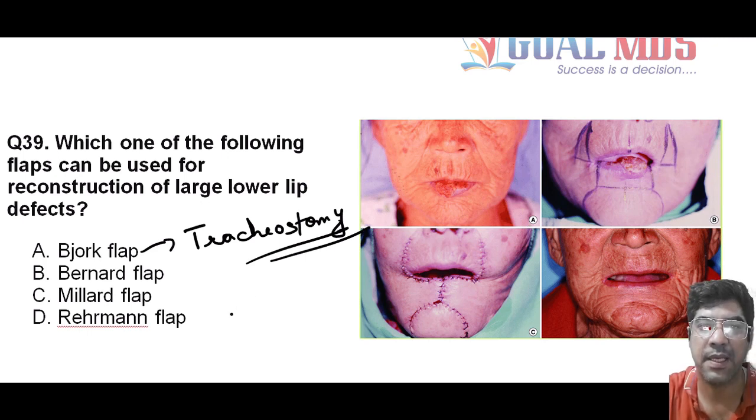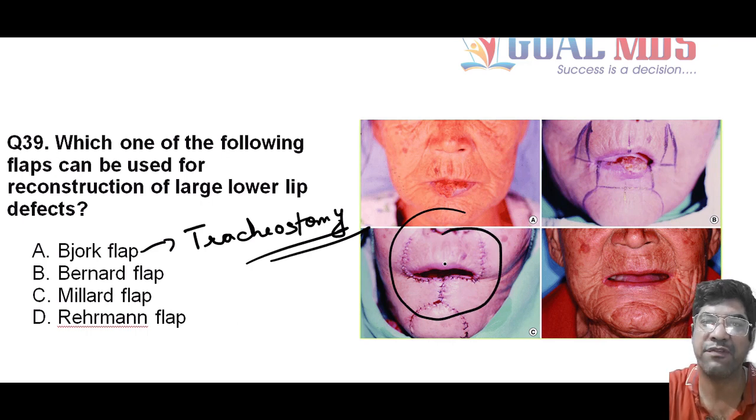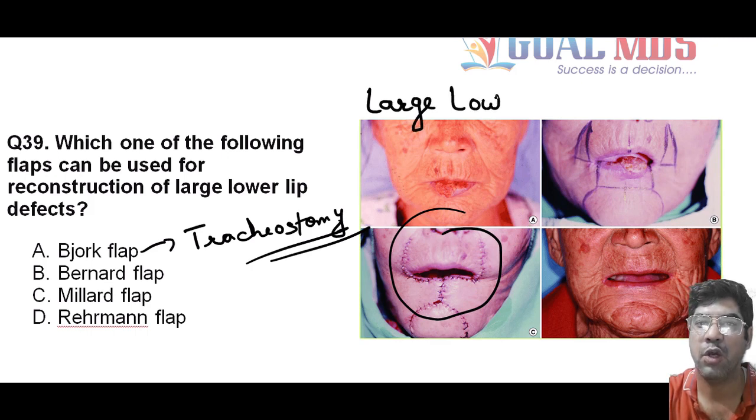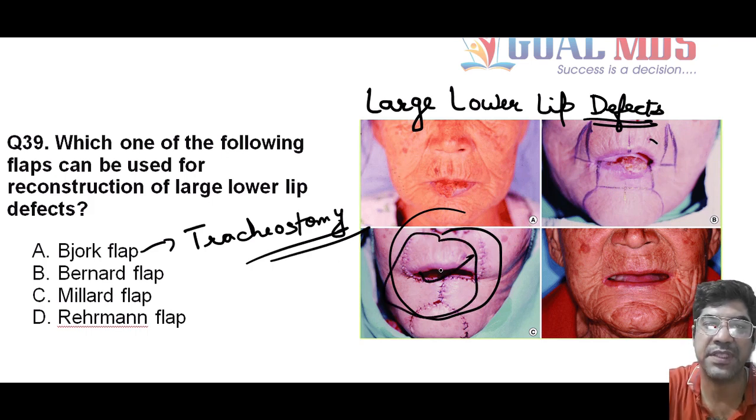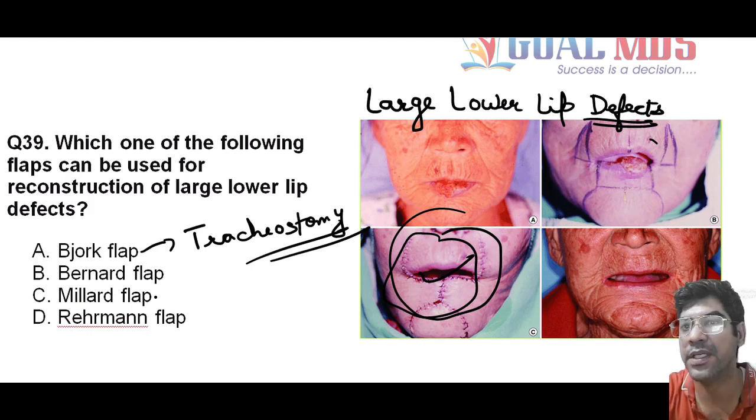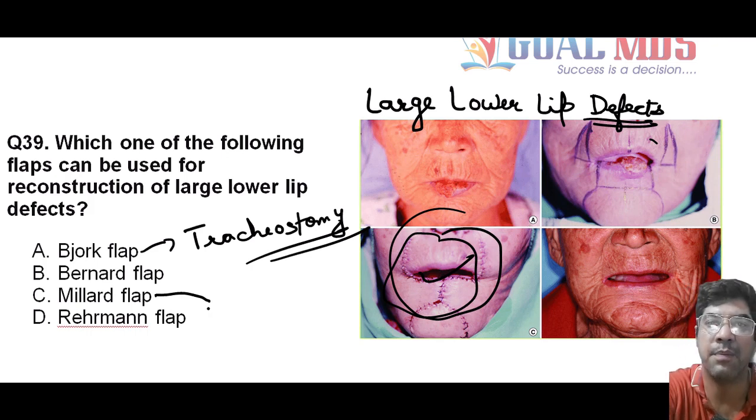Next is the Bernard flap. Remember, this Bernard flap is used in reconstruction of large lower lip defects. Bingo. It is known for its ability to reconstruct almost the entire lower lip, the entire lower lip in a single stage procedure. The third option is the Millard flap. Remember, the Millard is used for repairing the congenital lip and palate defect.